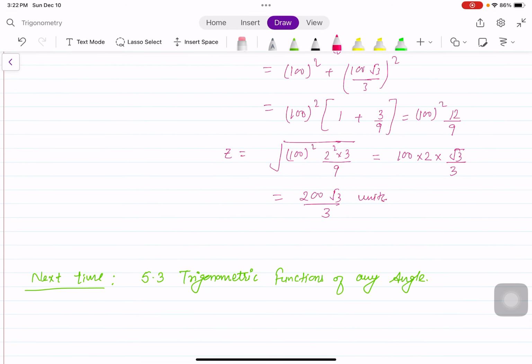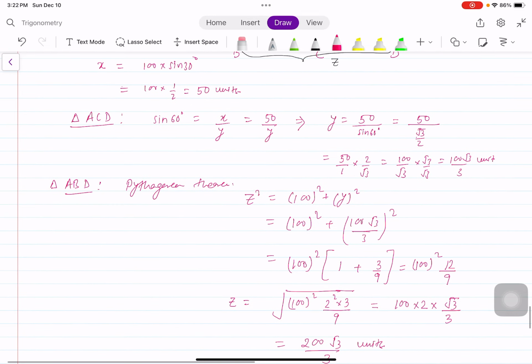Next time we're going to do section 5.3, trigonometric functions of any angle. You will be given any random angle and you can find the trigonometric functions. For now, we'll stop here.